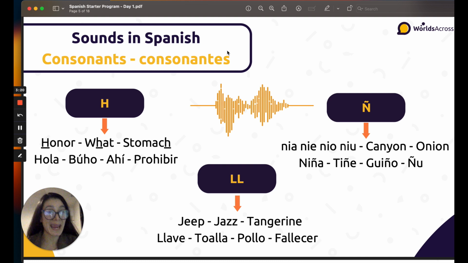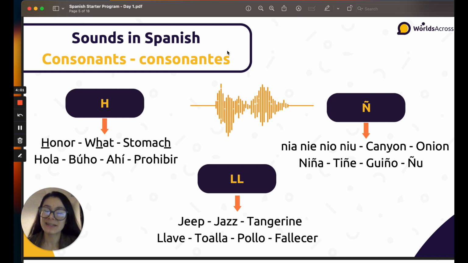The first one, the letter H. H in Spanish is never pronounced, okay? It's silent. So that's something we have to be careful with, and it's very easy, okay? So in English, the letter H is like an aspiration, right? We say hello, right? Hi. In Spanish, no, never pronounced. You have some words in English due to their origin where the H is not pronounced, for example honor, what, and stomach, okay? In Spanish it would be hola, búho, ay, and prohibir, okay?